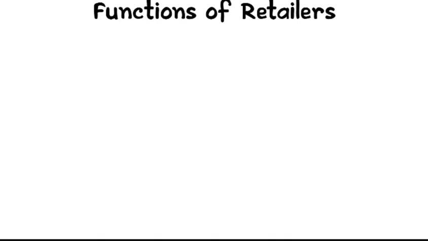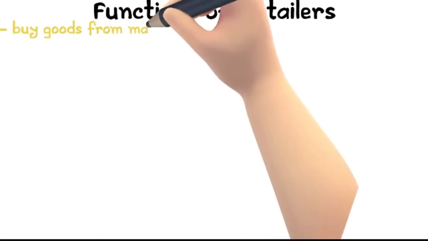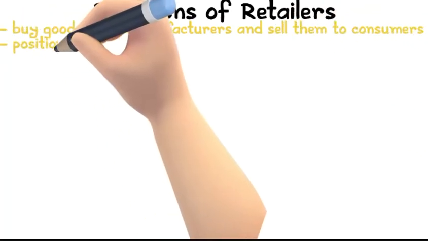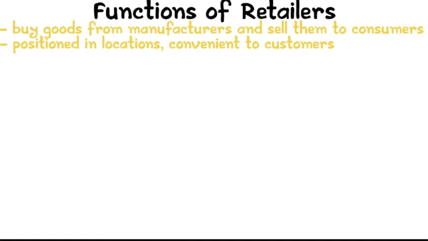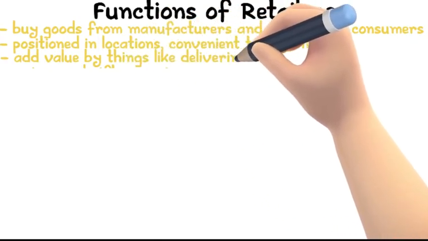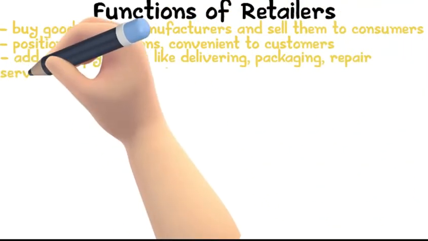Functions of retailers. What do retailers do? Retailers basically buy goods from manufacturers and sell them to consumers. Retailers are usually positioned in locations convenient to customers, like a bookshop located in front of a school. Retailers also often add value through things like delivering, packaging, repair services, and gift wrapping.